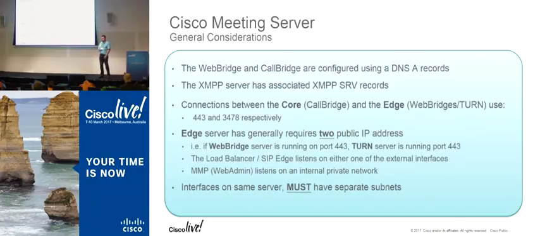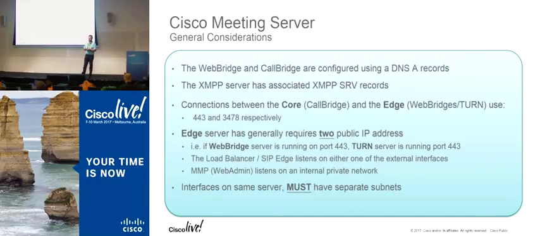And generally, and this is probably a big gotcha that a lot of people come to me and I have to explain this to them, the Edge server generally requires two external IP addresses or public addresses. The reason for that is if we've got the web bridge running on port 443 and the TURN server running on 443, they both can't run on the same interface because we have a conflict. Why do we use port 443? Because it's firewall friendly for other web browsers to be able to get out of their own networks and environments. So if we've got both running on 443, then we need to have them on separate interfaces.